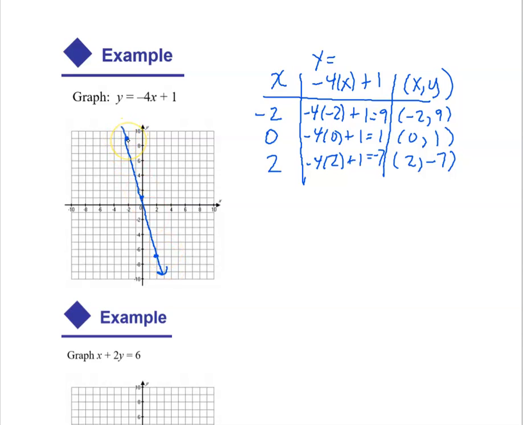Sometimes whenever I try to go slow, I actually make it look worse. So there's our graph of that line.